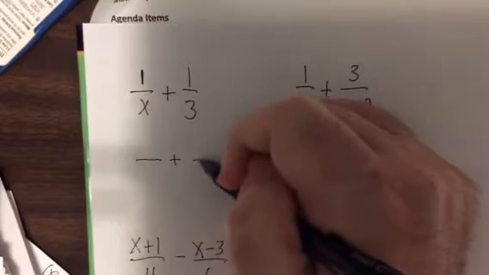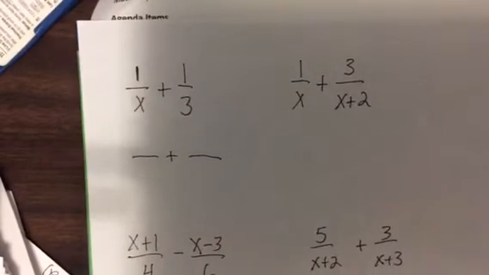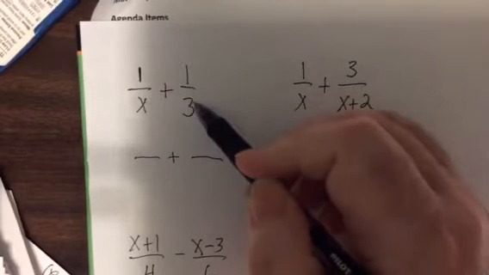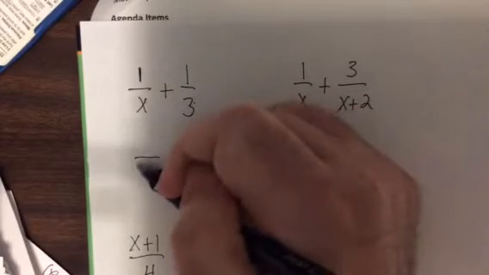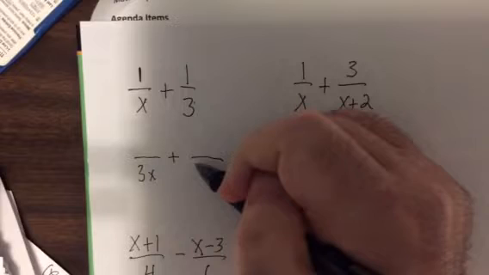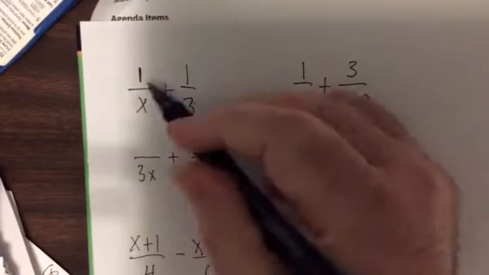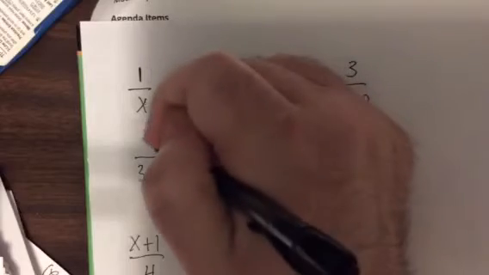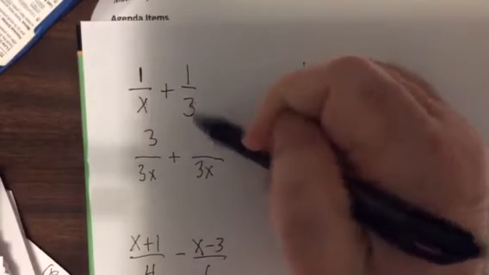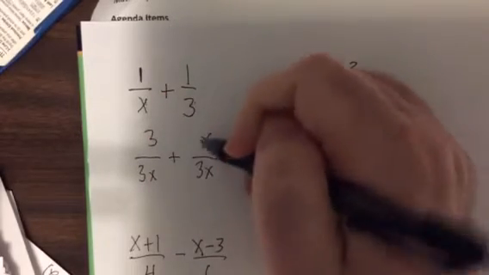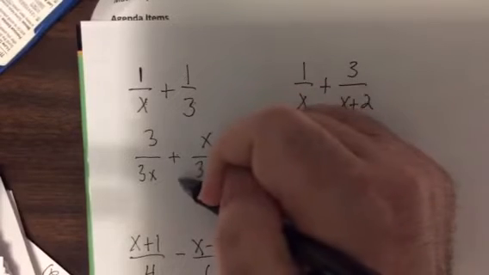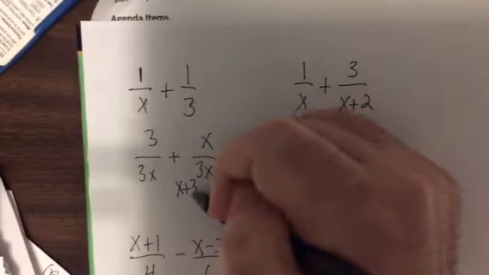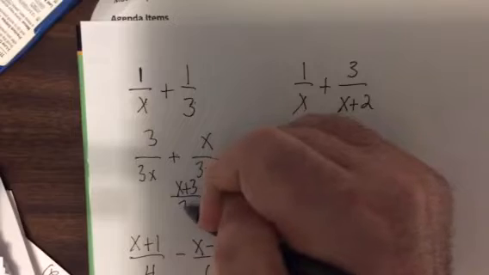Now, x and 3 are both unique, so you need both of them. x doesn't go into 3, 3 doesn't go into x. So what do you multiply x by to get 3x? Well, that's 3. What do you multiply 3 by to get 3x? x. So now we add the tops, and I'm going to rearrange it, but you keep the bottoms.